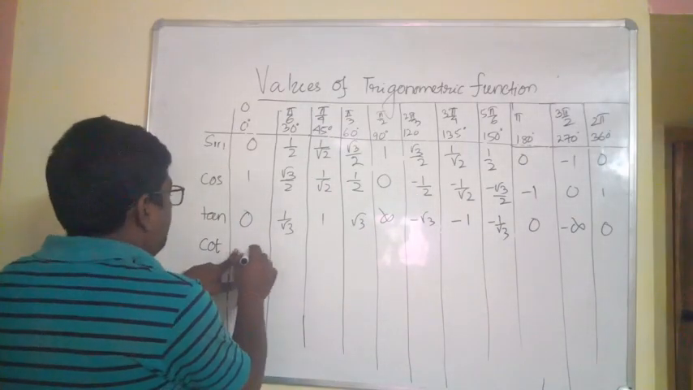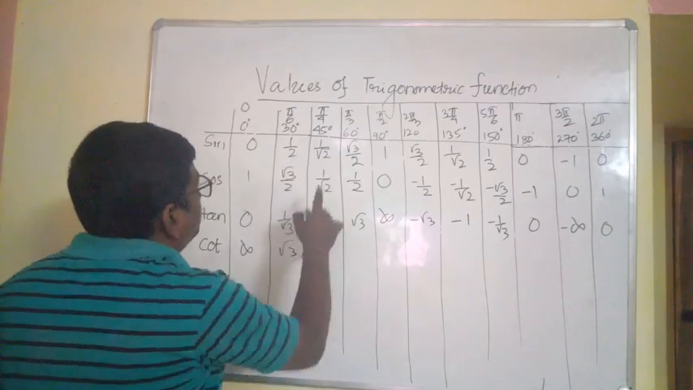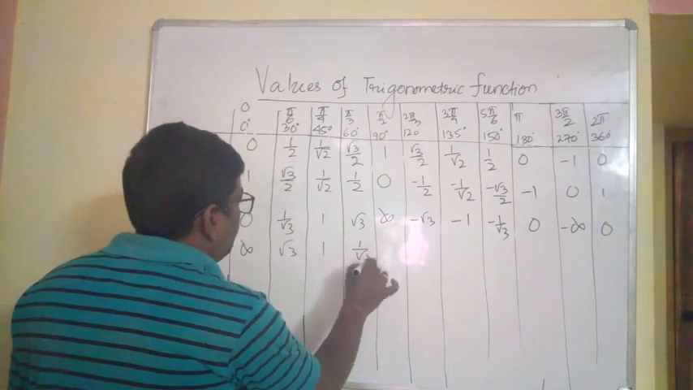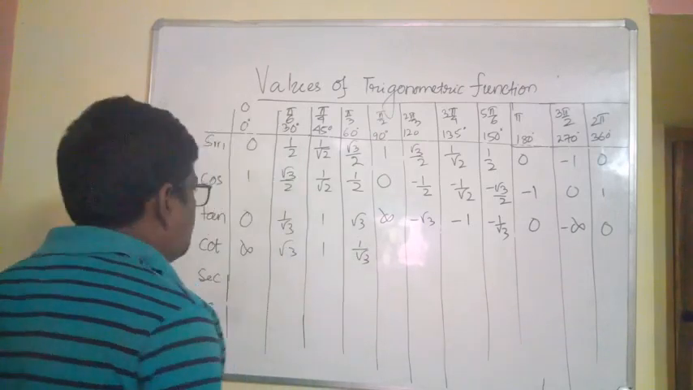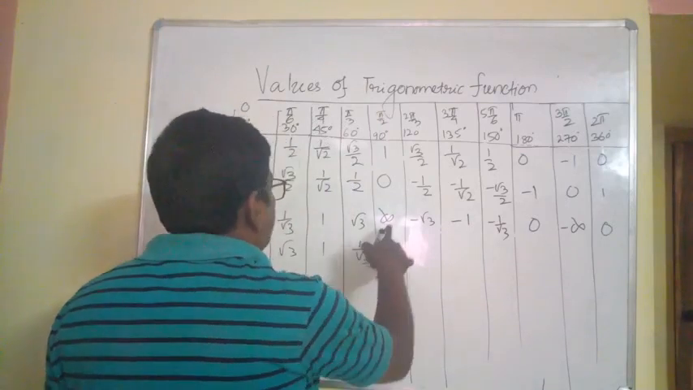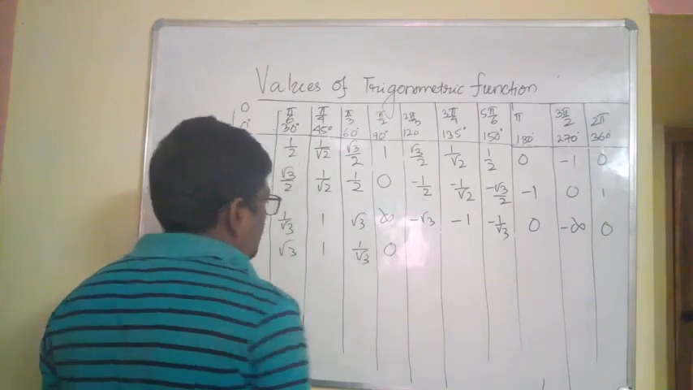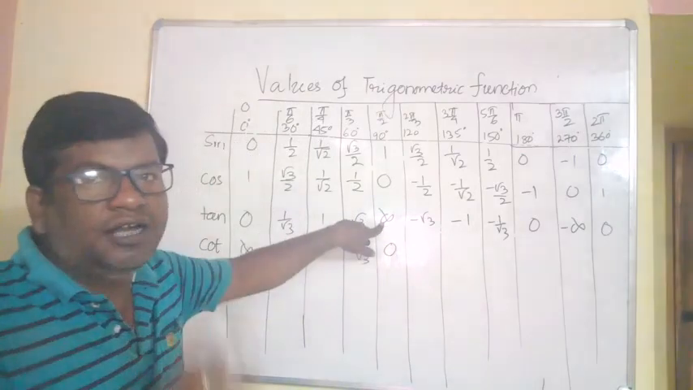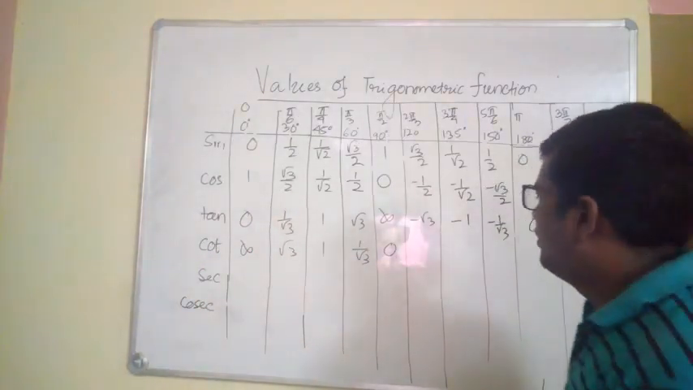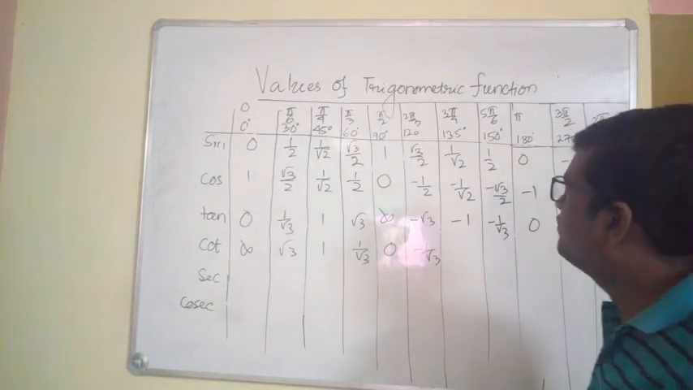And again cot: cot 0 infinity, 30 degree root 3, 45 degree cot 45 degree 1, and this is 1 by root 3, right? And this is tan 90 infinity, cot 90 is 0, since tan 90 is infinity, cot 90 means 1 by infinity, 0, and this is minus 1 by root 3, clear?